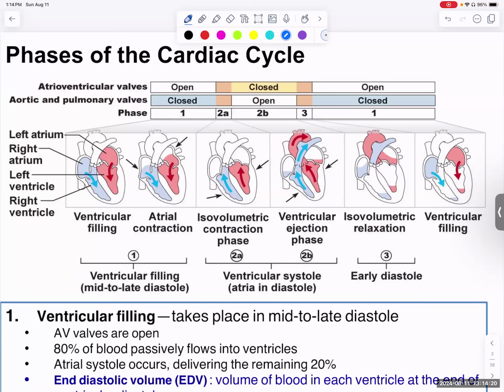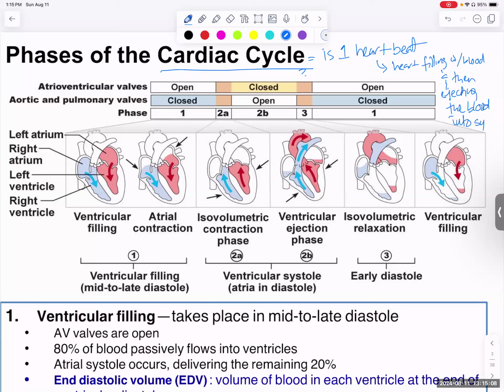What constitutes a cardiac cycle? How would you say it if you were going to explain it to someone who had no idea about physiology? So I personally would say a cardiac cycle is one heartbeat, because everyone knows what a heartbeat is. One heartbeat. What is a heartbeat? A heartbeat is the heart filling with blood and then ejecting the blood into pulmonary and systemic systems or circuits, right? That's a heartbeat. Cardiac cycle is one heartbeat.